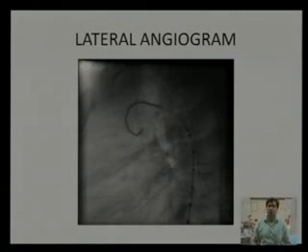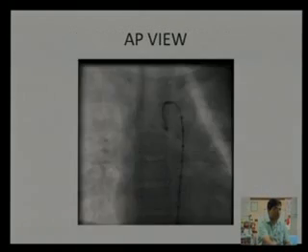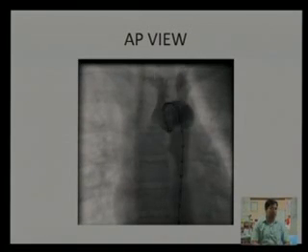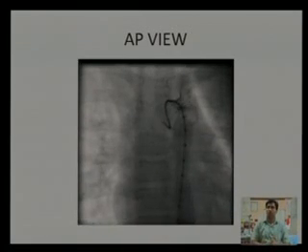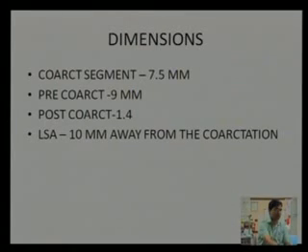So with that in view, we thought it's definitely Takayasu arteritis with multiple level obstruction, although the obstruction is maximum at the coarctation level in the post-subclavian region. So we thought we'll go with the coarctation stenting. This is the AP view that shows the same. There are no collaterals and there is irregularity of the descending thoracic aorta.